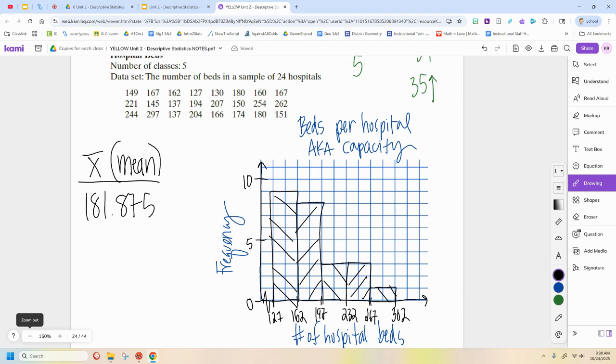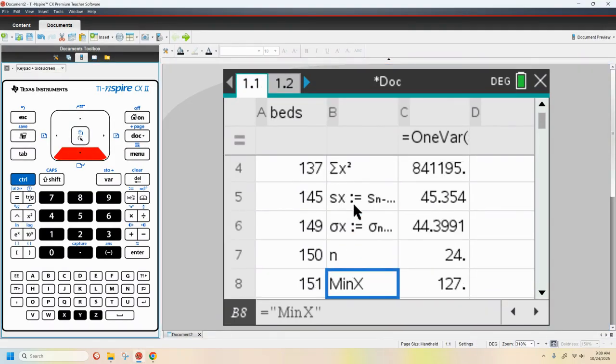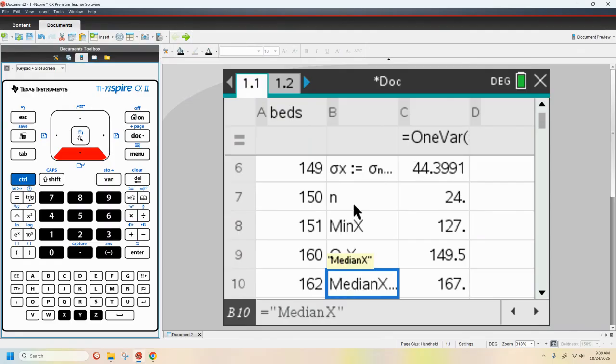And please start to get used to the fact that you're going to write down decimal places in this class. Okay? All right, the next thing, the median. So scroll down, and that one should just be, I think, a whole number, maybe not. We'll find out. So we scroll down, 167.